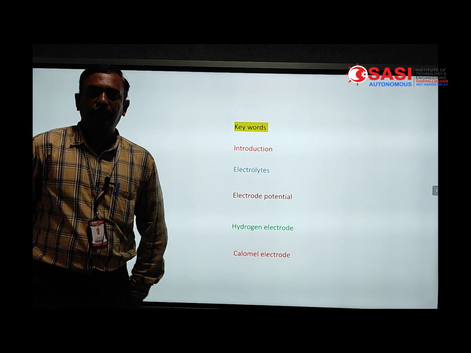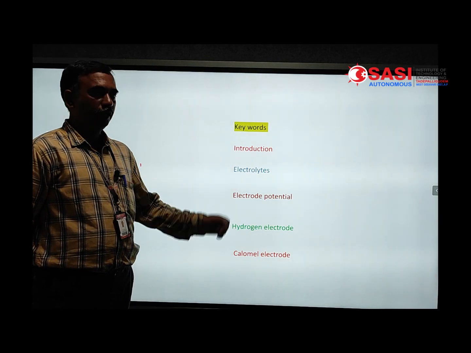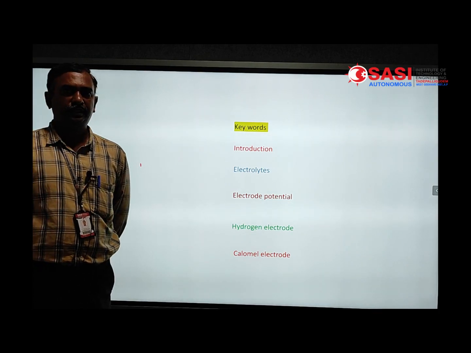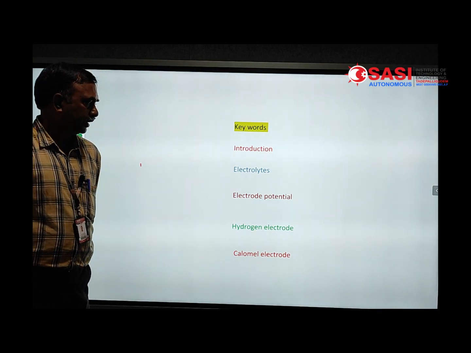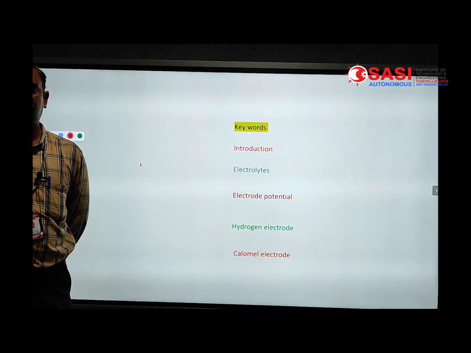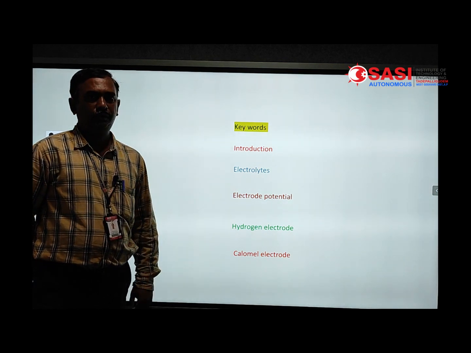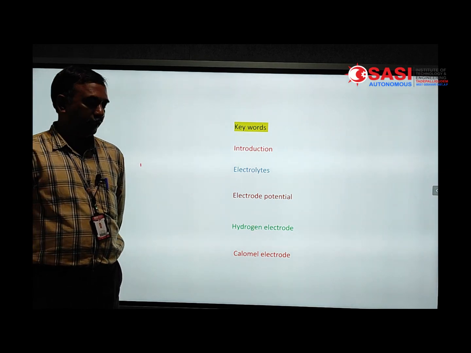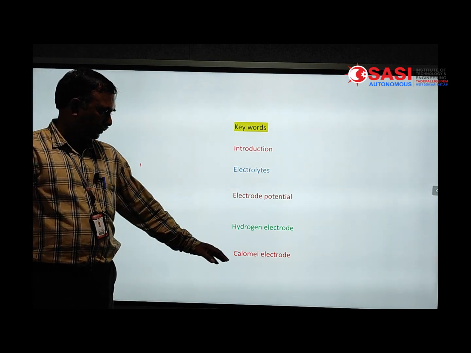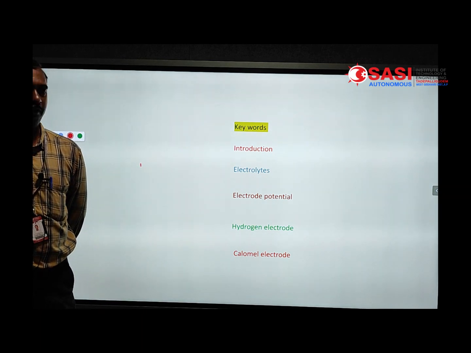I am going to give you an introduction regarding electrochemistry, which you have studied in the previous class. Then we will talk about what electrolytes are, the different types of electrolytes, and their definitions, in order to understand electrochemistry clearly. The second topic is electrode potential, which we are going to determine, and we will study the methods to determine it by using standard electrodes such as the hydrogen electrode and calomel electrode. We will also study how to construct a hydrogen electrode, how it works, and how you can determine the electrode potential. Similarly, we will study the construction of the calomel electrode and how it can be used for the determination of electrode potential. So let us start.